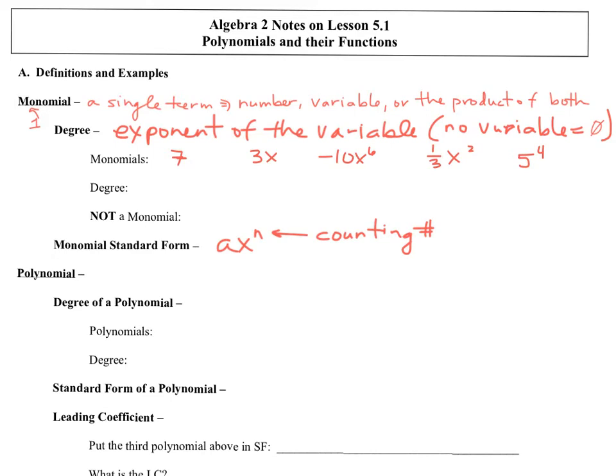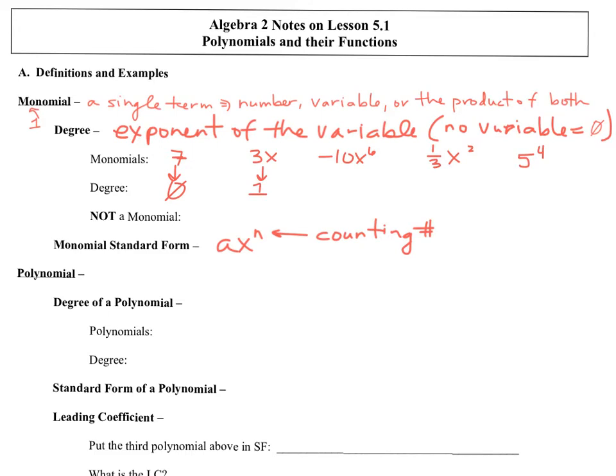Okay, so now here's my question. We said the degree is the exponent of the variable, and if there is no variable, your degree is 0. So what is the degree of the monomial 7? 0. There's no variable, right? Bo, you're going to want to know this stuff. Like, really know it. You should take notes on it. What's the degree of 3x? It's 1.